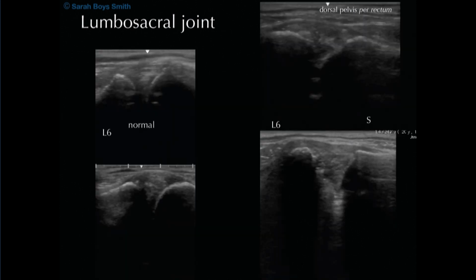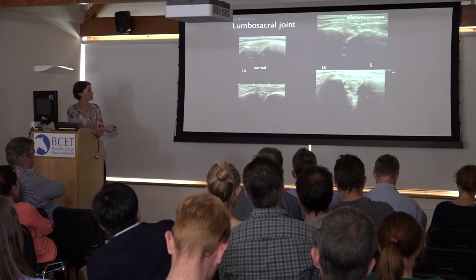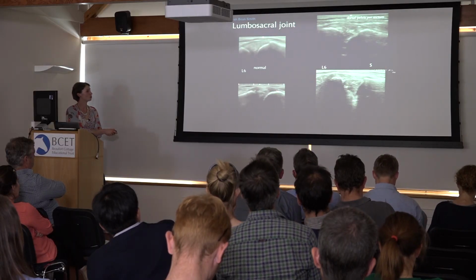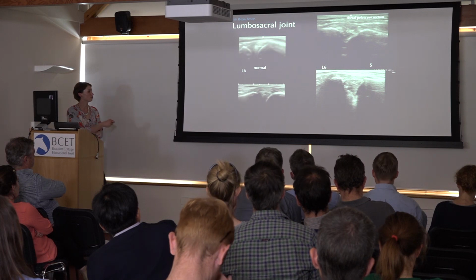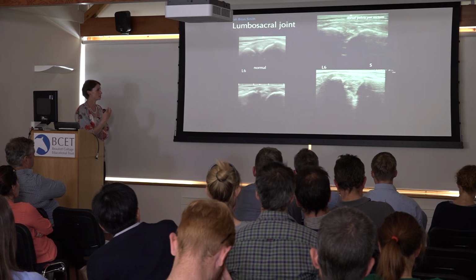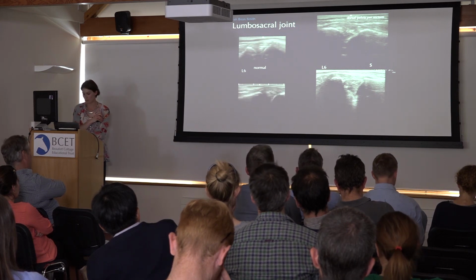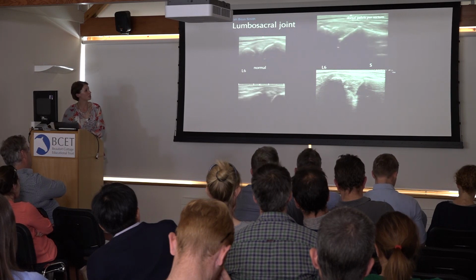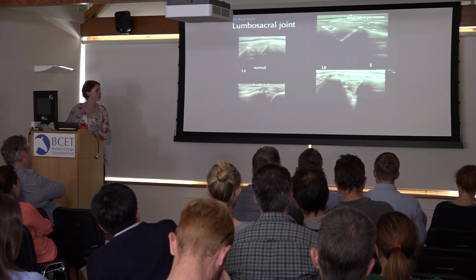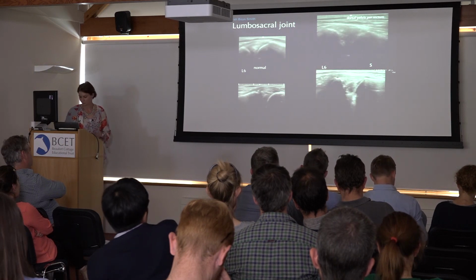So abnormalities that we might see, this is our normal, so as I said, nice smooth bony surfaces, nice regular echogenicity. Any abnormality is potentially going to be bulging of that lumbosacral disc, so that's one of the problems that's recognised as a definite pathology. But we might also see significant changes with respect to the bony surface and the echogenicity of the disc as well.